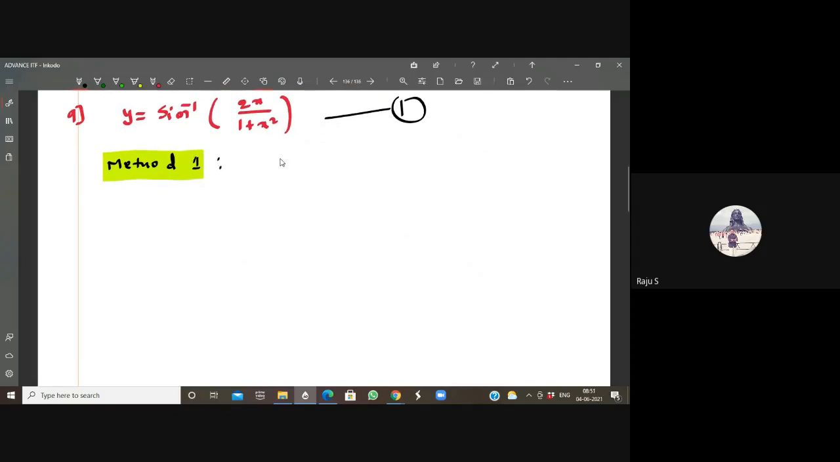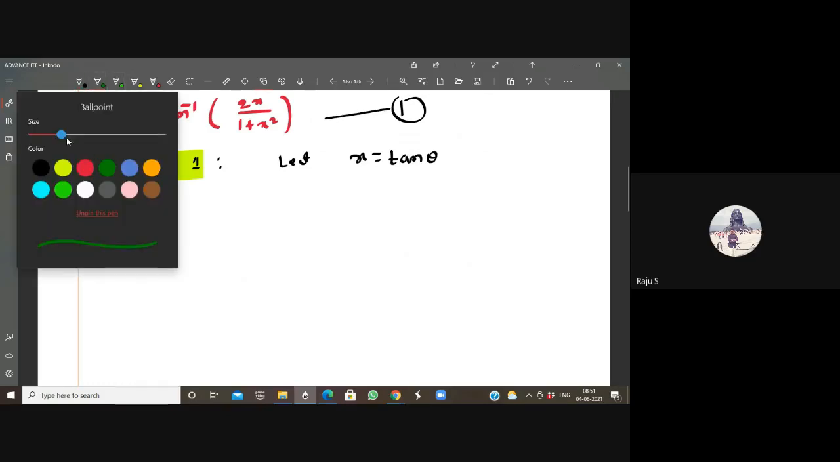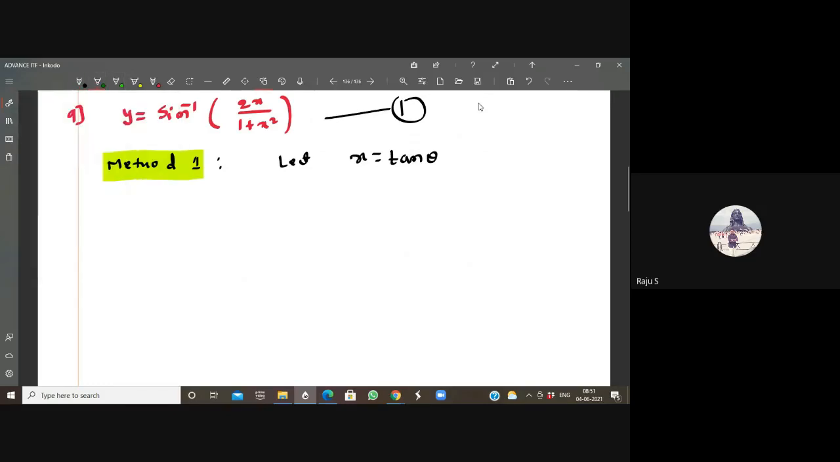Simple. Let us take x is equal to tan theta, I want to substitute tan theta. Why should we substitute tan theta? What is the sine 2 theta formula in terms of tan? Anyone? Two tan theta by 1 plus tan square theta. Exactly. If you remember this formula, then it will become very easy.